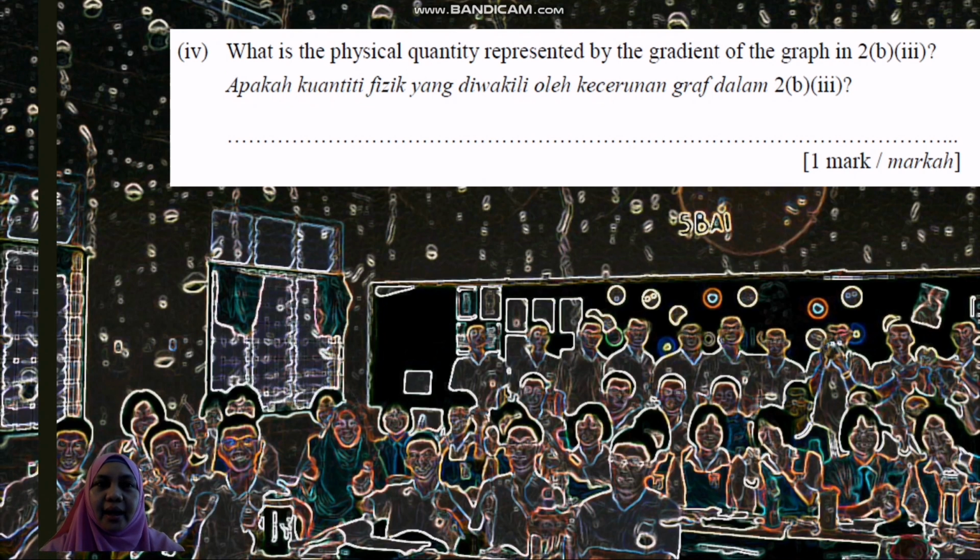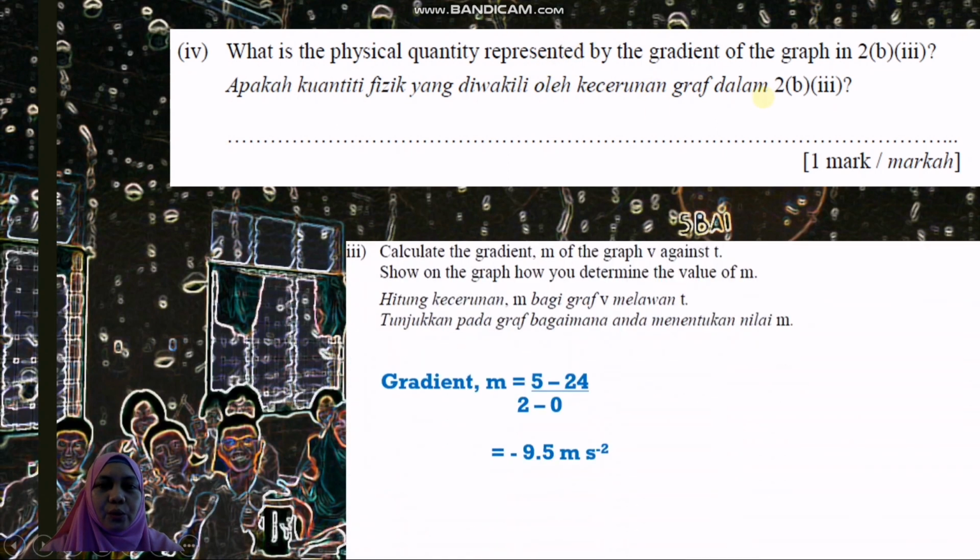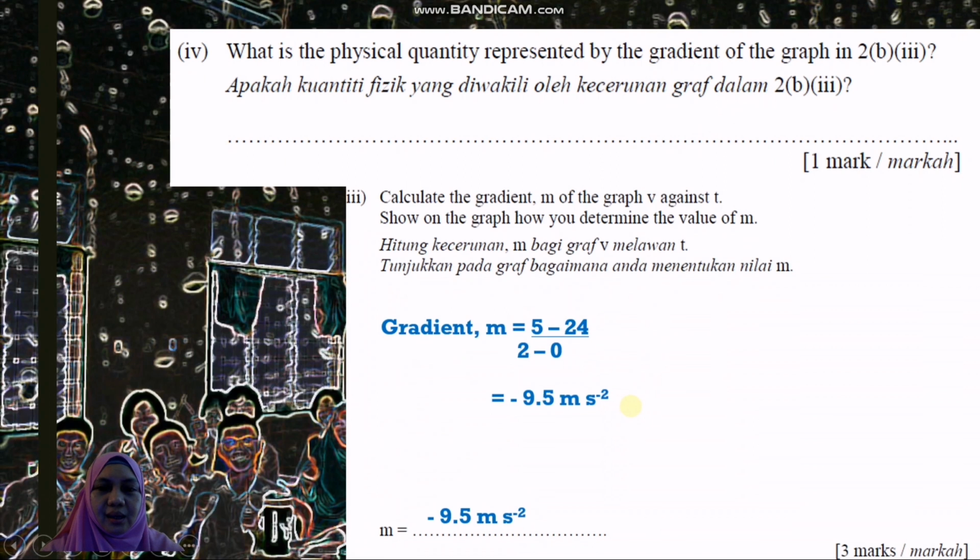Okay, next, what is the physical quantity represented by the gradient of the graph in 2a3? So we go back to question 3. If you look at this unit, it is in meter per second squared. So what does meter per second squared tell you? Yes, it is deceleration. Why deceleration? Since the value is negative, it means the object is moving with a decreasing velocity.